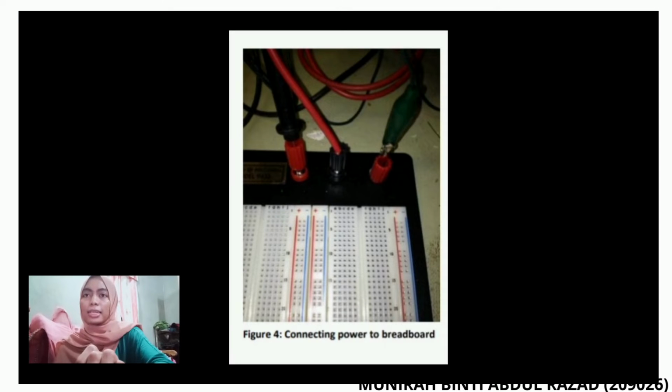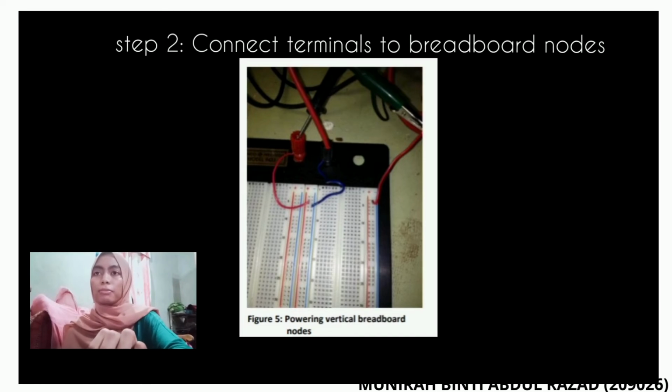Next, connect the other ends of the banana plugs into the terminal inputs on your breadboard. It is entirely your choice which input you use for each plug, but remember to take note which one is which. Step 2. Connect terminals to breadboard nodes. Cut and strip 3 pieces of wire, approximately the length of your index finger. Take one of the wires and connect one end to one of the terminals you just hooked to the power supply. Do the same thing for the remaining 2 wires and terminals.